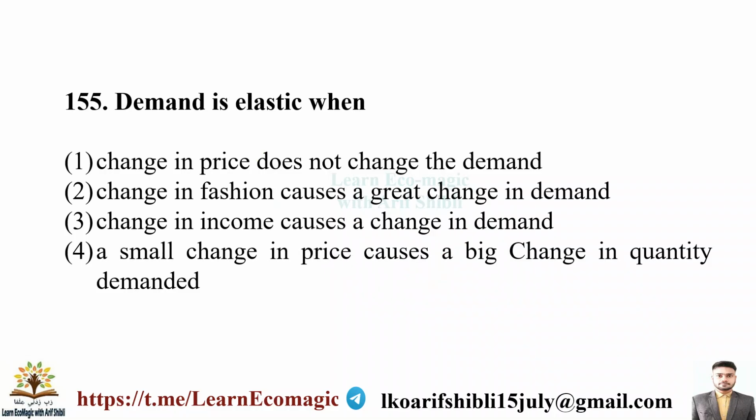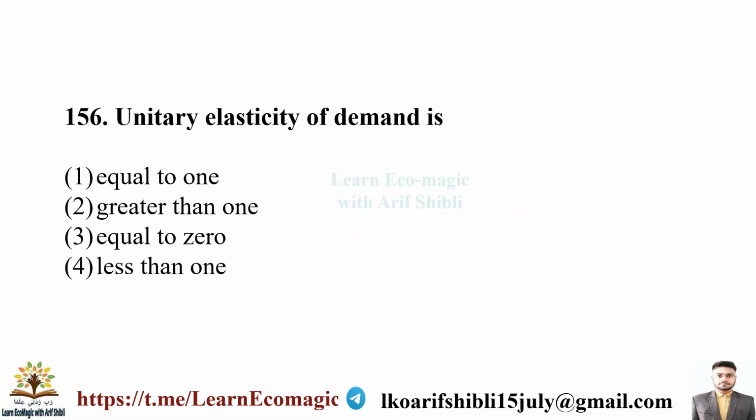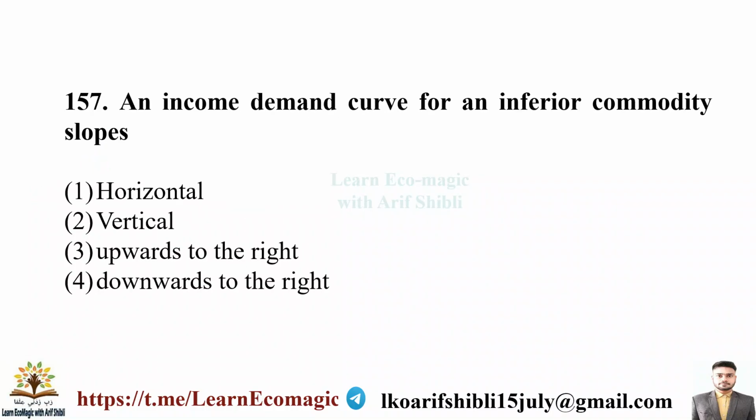Demand is elastic when: change in price does not change the demand; change in fashion causes a great change in demand; change in income causes a change in demand; a small change in price causes a big change in quantity demanded. This is the right option: a small change in price causes a big change in quantity demanded. Next question is unitary elastic demand. Unitary elasticity of demand is equal to 1, greater than 1, equal to 0, less than 1. So unitary elasticity of demand will be equal to 1. An income demand curve for an inferior commodity slopes horizontal, vertical, upward to the right, downward to the right. So it will be downward to the right.